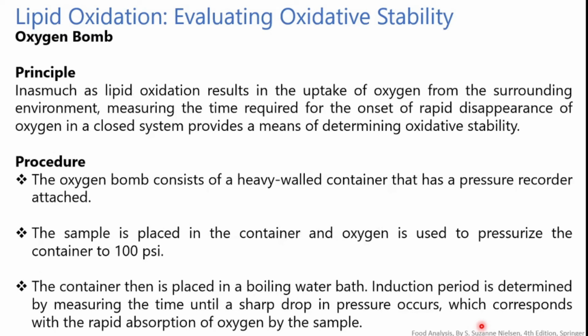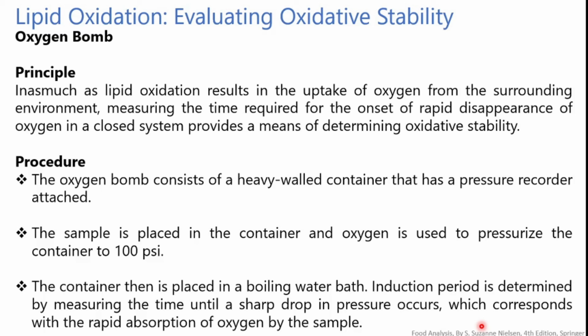Now the next one is the oxygen bomb. Inasmuch as lipid oxidation results in the uptake of oxygen from the surrounding environment, measuring the time required for the onset of rapid disappearance of oxygen in a closed system provides the means to determine oxidative stability. So here we determine the time required for the rapid disappearance of oxygen. By using this method we find out the stability of that particular oil.